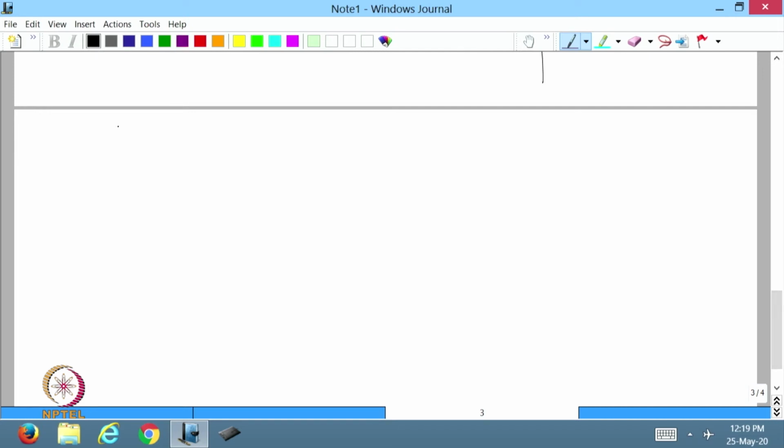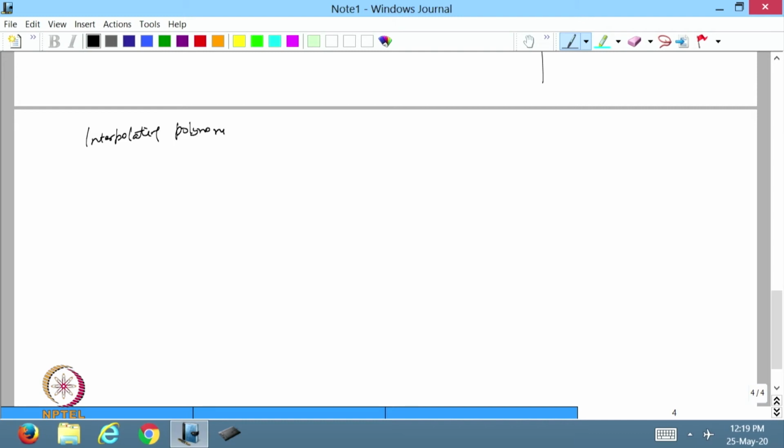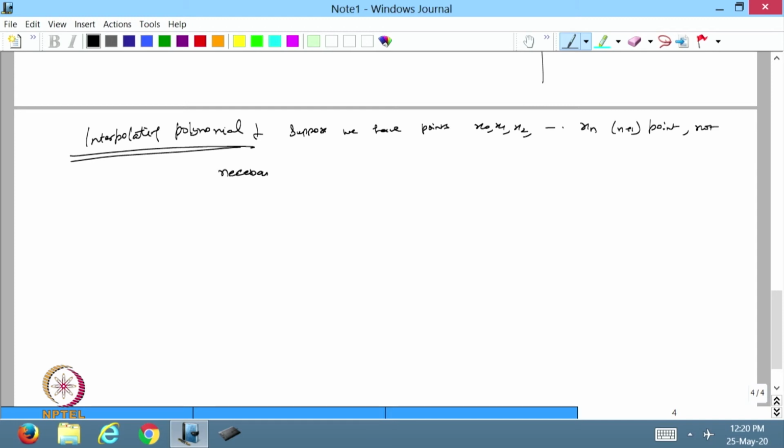Now, first of all I will try to find how we can find any general interpolating polynomial. So, let us discuss that. Interpolating polynomial in general. Suppose we have points, the nodal points x0, x1, x2 up to xn, n plus 1 points, not necessarily equispaced. Also, all xi are distinct. It means I can write x naught less than x1 less than x2 less than xn.